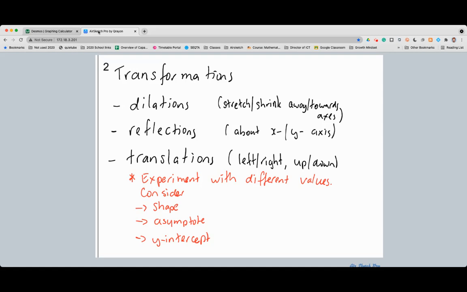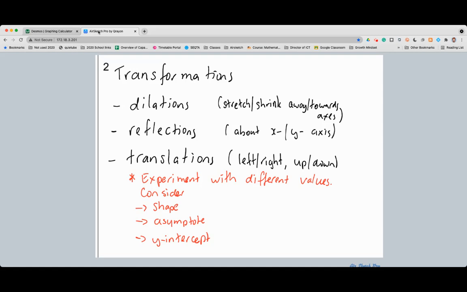There are 3 categories for transformations. There are dilations, and you'll see the graph stretch or shrink away or towards the axis. There are reflections, which are mirror images across the x and y axis. And there are translations, which are vertical or horizontal shifts, either left, right, or up, down.